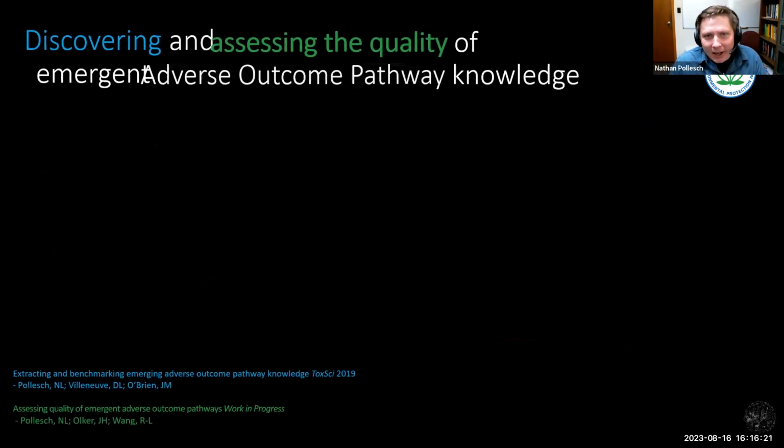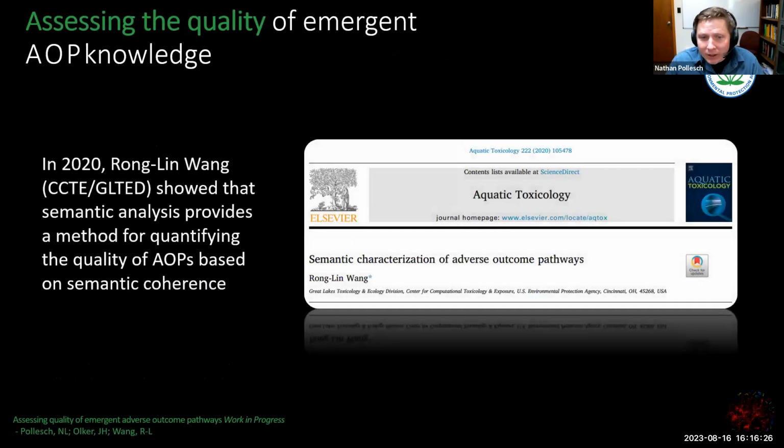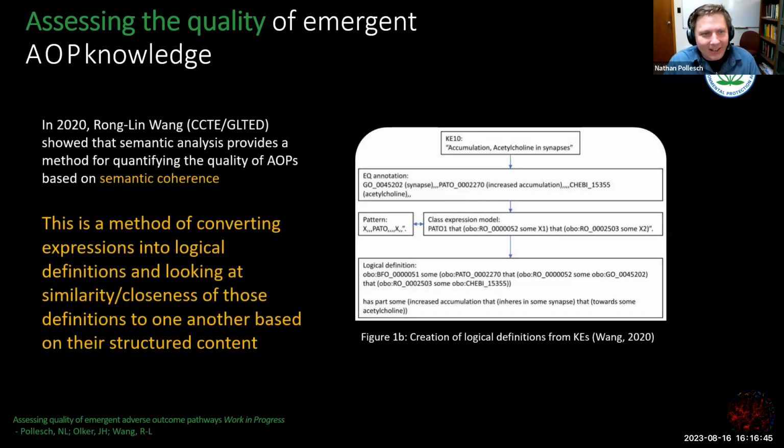So, onto the new work. The new work right now is really based on developing metrics to analyze the quality of these emergent AOPs, and automated or semi-automated metrics to do this. This is really pulling from work that was led by Ronling Wang. I think all the other co-authors of both of these papers are on here except for Ronling, which is interesting because he went through and essentially did the process of converting the key events to their logical definitions, which out of all the research here, is the stuff I'm the least comfortable with.